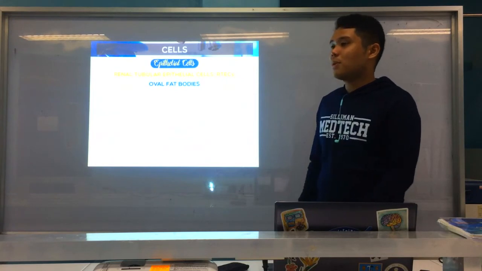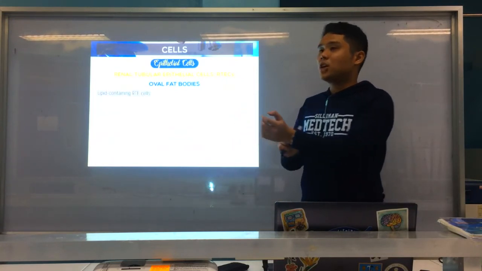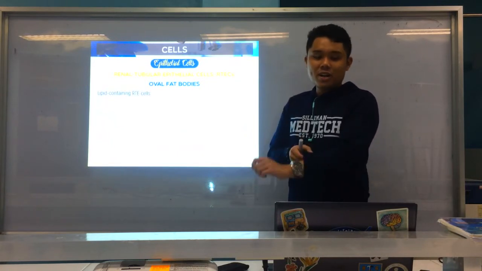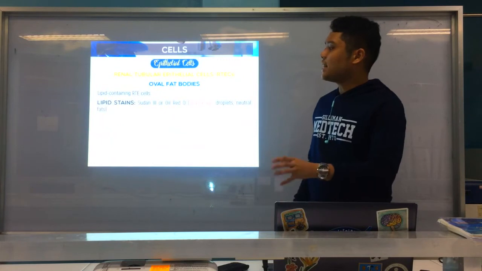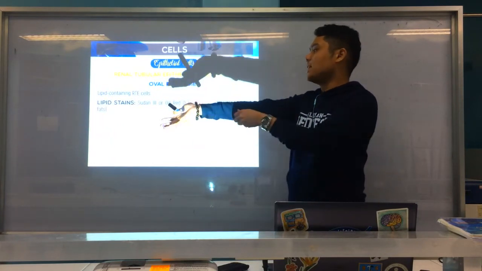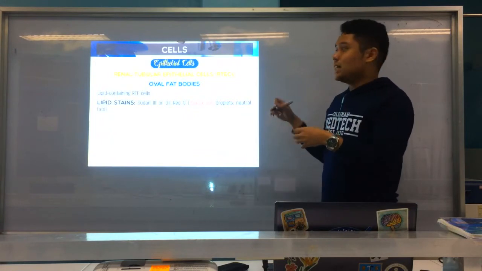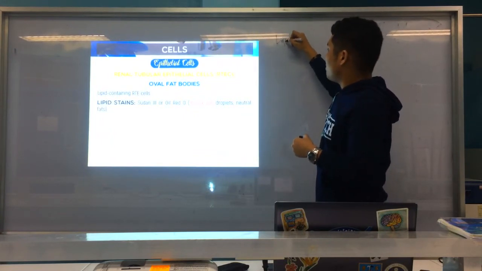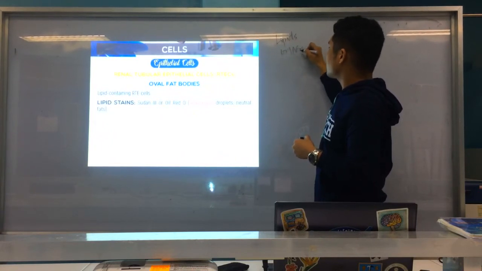And now we have a special type of RTE known as your oval fat bodies. Now, your oval fat bodies are a type of RTE na ang sulod niya kay fats or lipids. Alright, so we stain them usually using these two types of stain. You have Sudan 3 or oil red. Now, your lipid-containing RTE cells, the lipid may be in three forms. Pwede siyang triglycerides, tags. Triglycerides na lang.